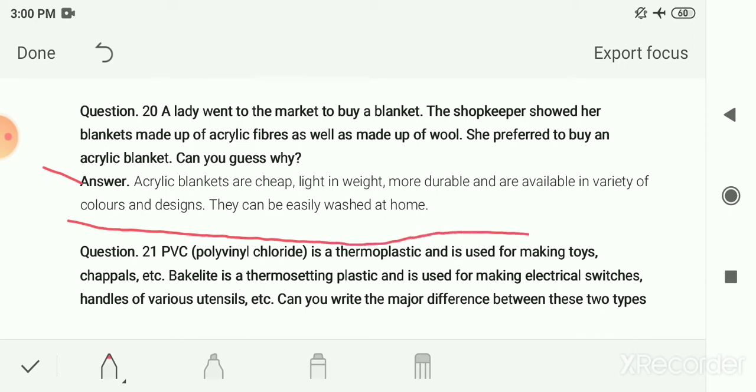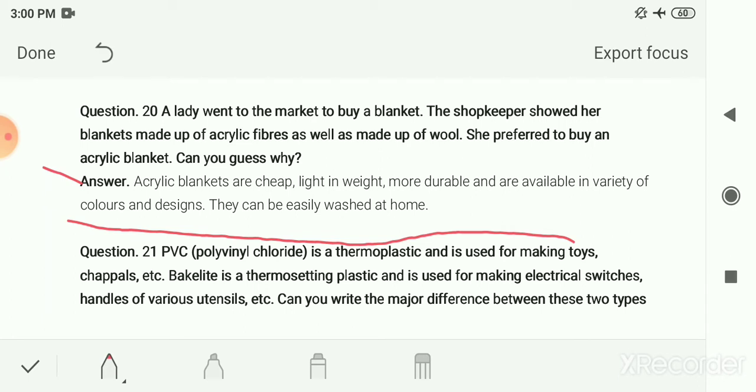So acrylic blankets are cheap, light in weight, more durable, and are available in a variety of colors and designs. So they can be easily washed at home. So that's why she preferred to buy an acrylic blanket instead of the woolen blanket.